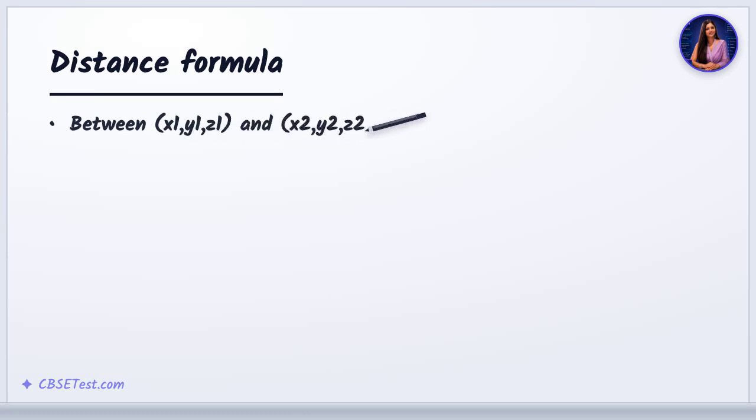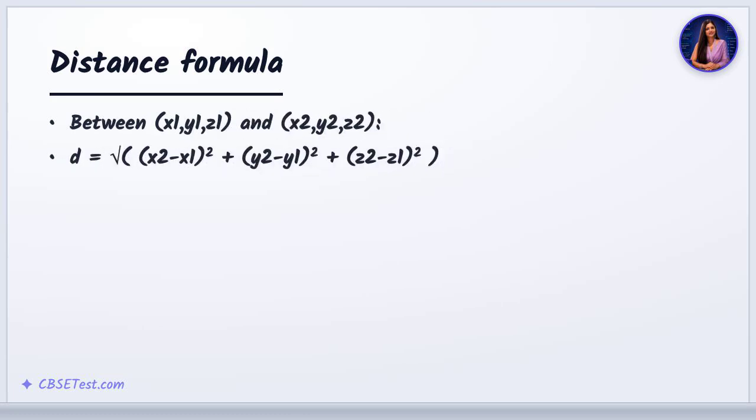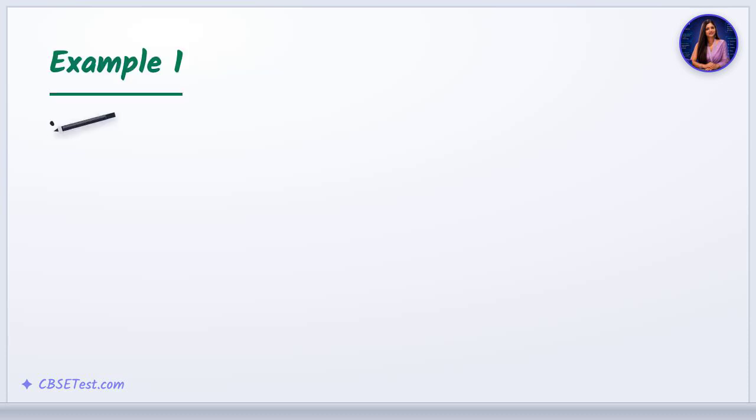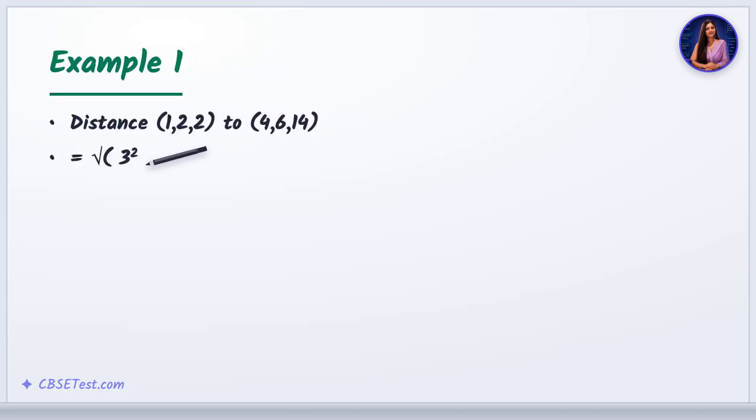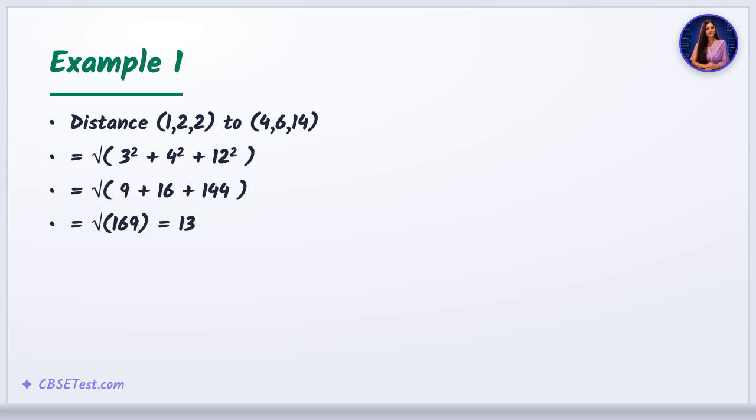The distance between 2 points in space extends the plane formula with a third term. The square root of the squared differences in x, y, and z added together. Between (1, 2, 2) and (4, 6, 14), the differences are 3, 4, and 12. So the distance is the square root of 9 plus 16 plus 144, which is the root of 169, 13.